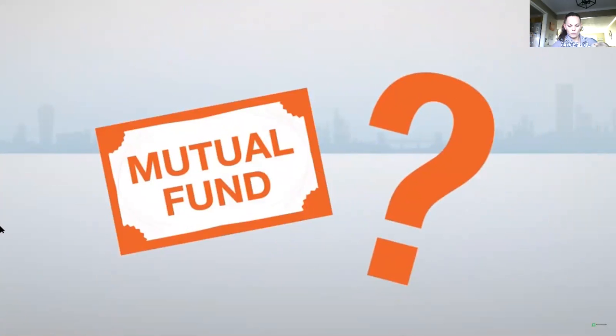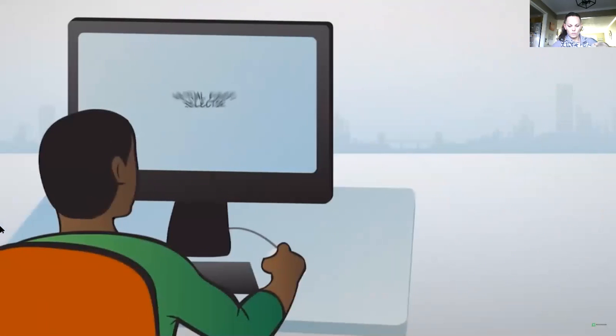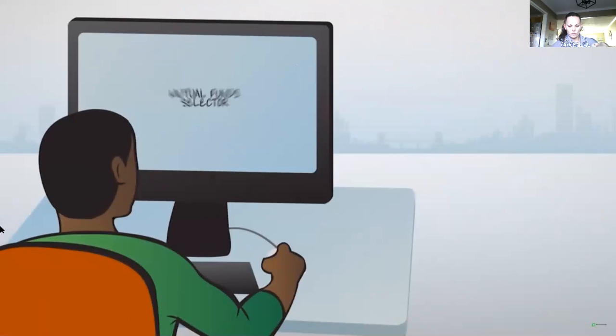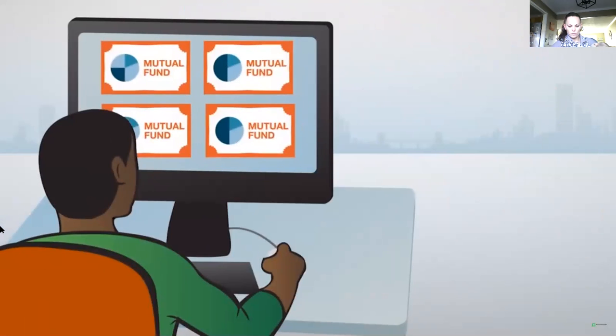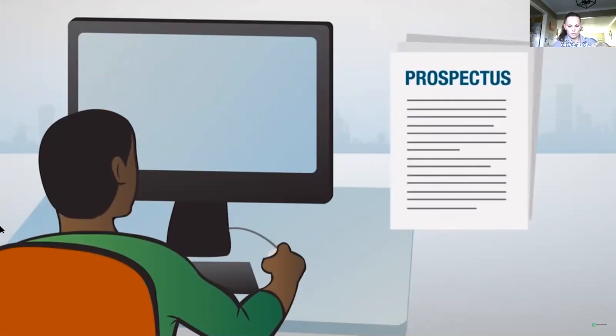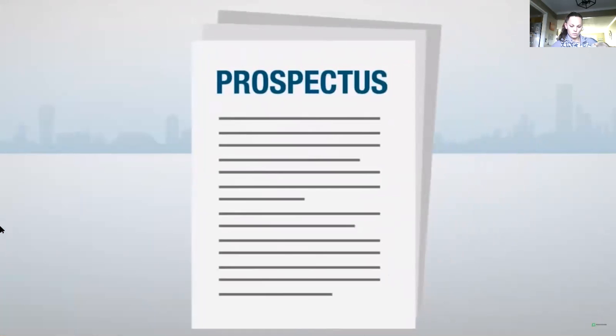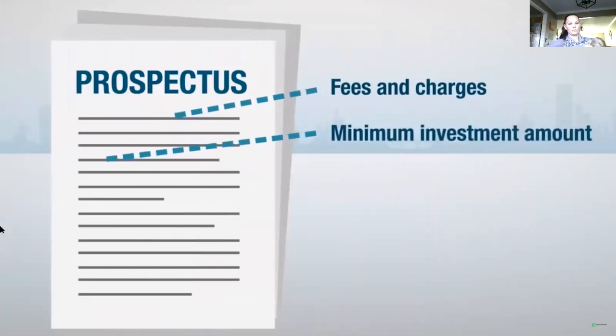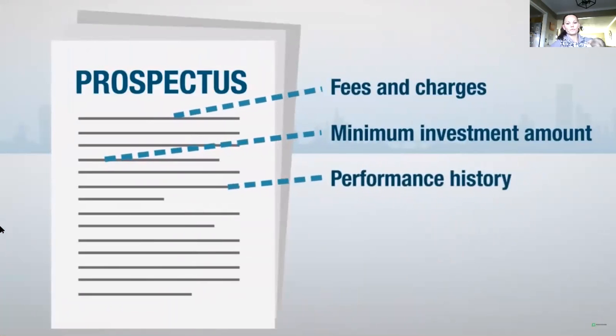To find the right one, he uses online tools such as mutual fund searches and ratings given by independent third-party organizations to find a mutual fund that meets his investing goals. Once he finds a fund that looks like a good fit, he reviews the fund's prospectus, which is the official summary and explanation of how the fund operates. The prospectus provides a variety of information about the fund, including its fees and charges, minimum investment amounts, performance history, risks, and other useful information.